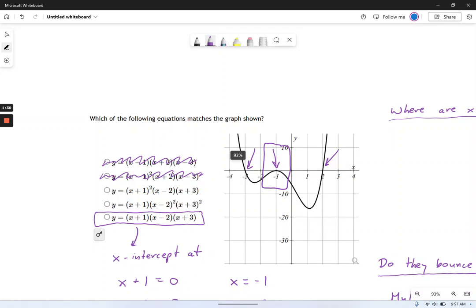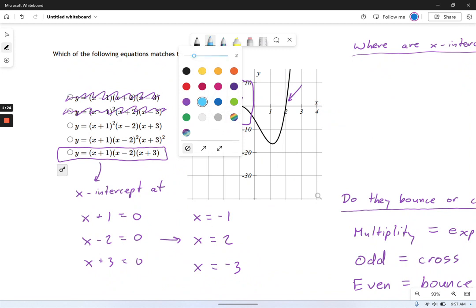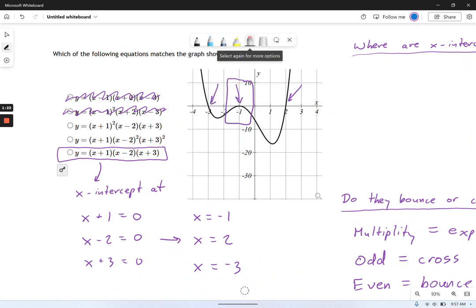So that tells us whichever one of these factors was responsible for the x-intercept at -1, and I'm going to use a different color here to really narrow down what I'm talking about. This x-intercept is caused by this factor right here. That means that factor has to have a squared associated with it, which is this polynomial right here. And the other two factors, if we check, they both have exponents of 1, which means they are crossing, not bouncing.